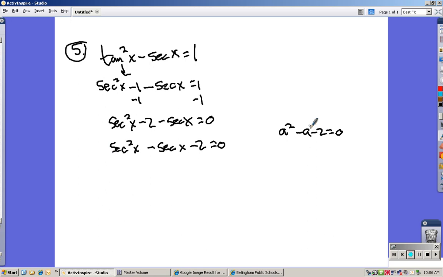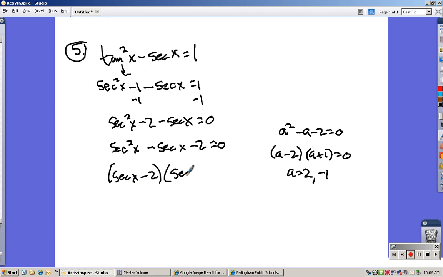So if I were solving that, I just factor it. A minus 2 times a plus 1 equals 0. So that would mean a would be 2 or negative 1. I can do the same thing over here, just factor this. So this would be secant x minus 2 times secant x plus 1 equals 0. So that means this thing has to be 0. In order to make that 0, they're multiplied together to give you 0, secant of x would have to be 2, and here secant of x would have to be negative 1.